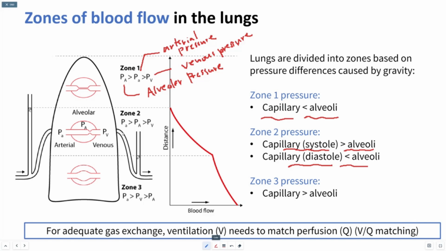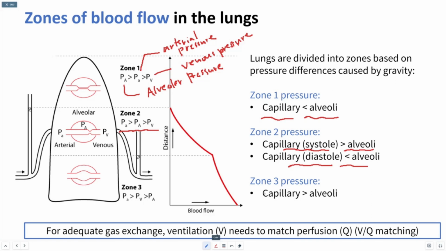You can see over here that the arterial pressure is greater than the alveolar pressure, which is greater than the venous pressure. This is the place where there is adequate amount of blood flow and airflow. Zone 2 pressure takes over when there's an increase in cardiac output or exercising or if there's pain or stress.